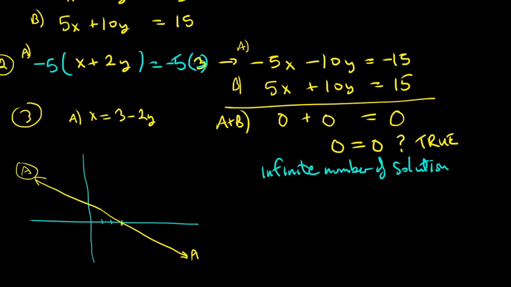Okay. Now, if we graph line B, 5x plus 10y equals 15, and if you graph that line, you get this. Yep, same exact line, right? So line A and line B are identical. These are identical lines.